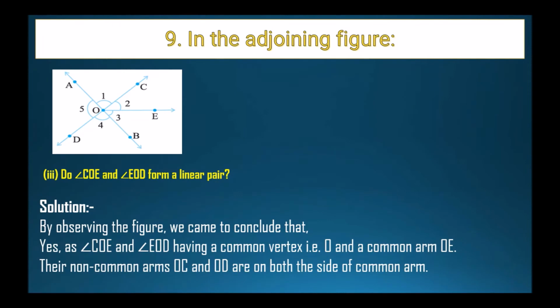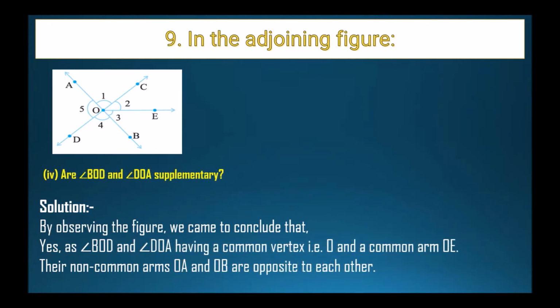Next, do angle COE and angle EOD form a linear pair? Yes, as angle COE and angle EOD have a common vertex, that is O, and a common arm, that is OE. Their non-common arms OC and OD are on both the sides of the common arm.